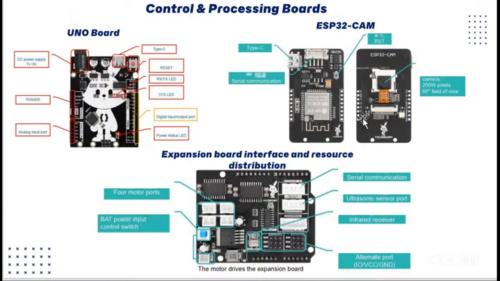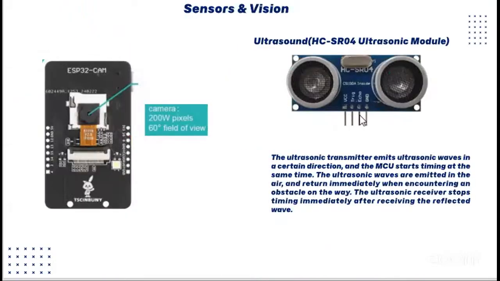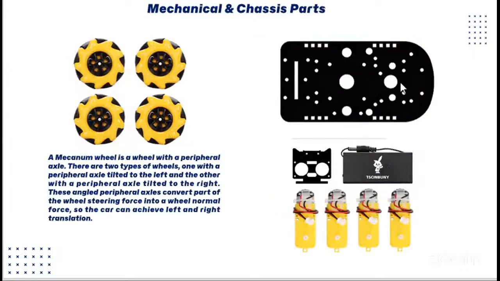This is the ESP32. This is the expression board. This is the ESP32. This is the ultrasound. These are the wheels. What I was talking about is the chassis, and this one is the motors.